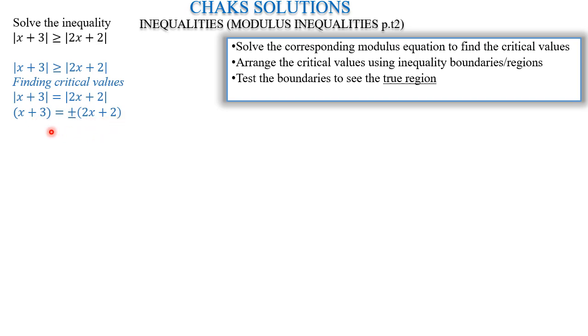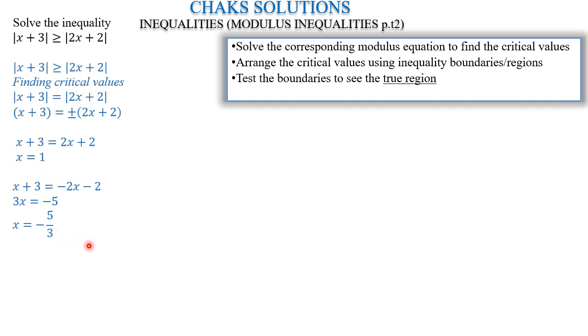Right, so now we can derive two equations. The first is x plus 3 equals 2x plus 2, so x equals 1. For the other equation, we take the one with a minus: x plus 3 equals minus 2x minus 2. So for x, we're going to have 3x equals minus 5, then x equals minus 5 over 3. So we now have the two critical values.